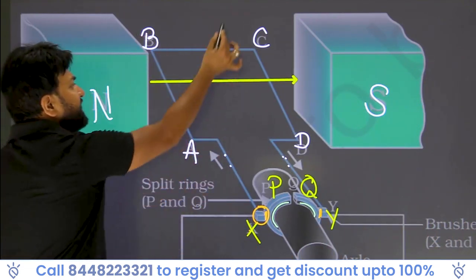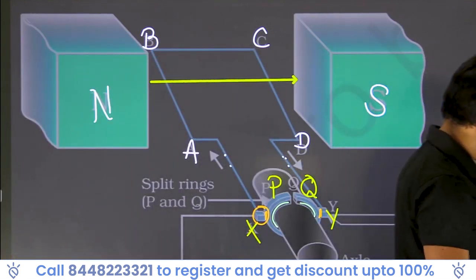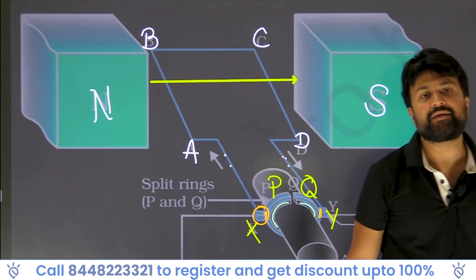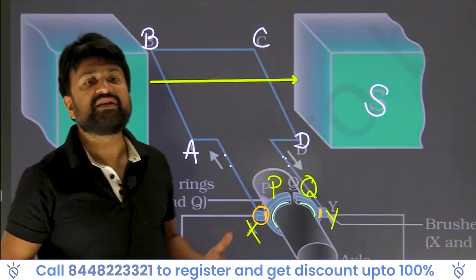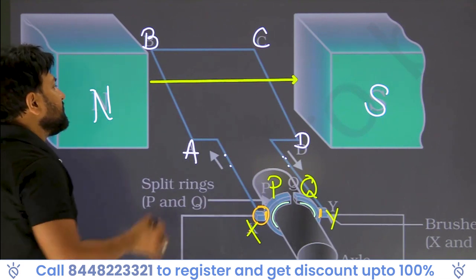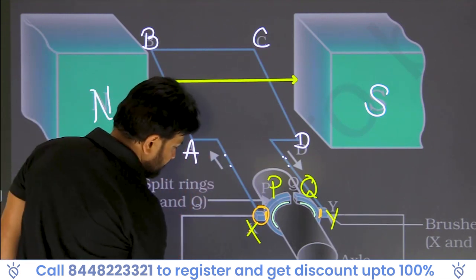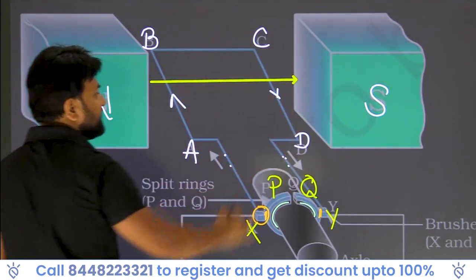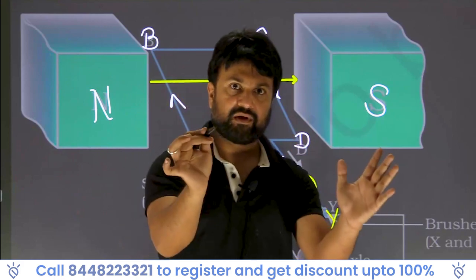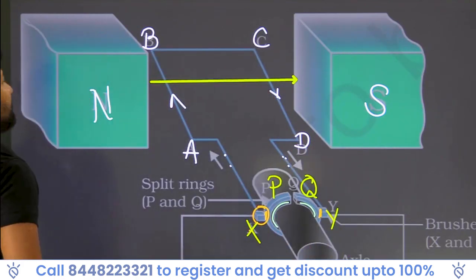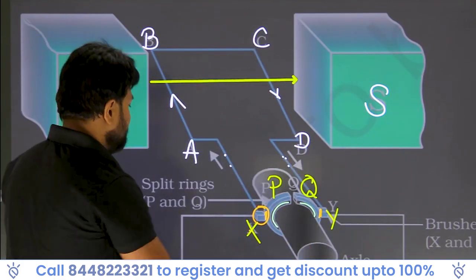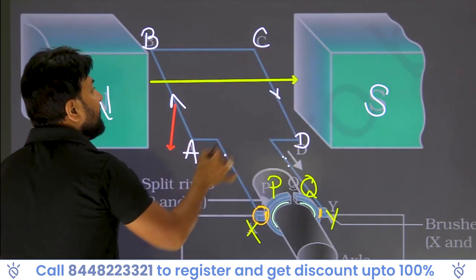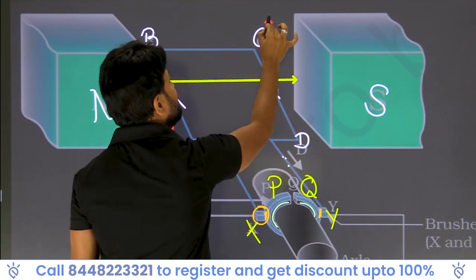Here AB and CD will experience the force, right? How are AB and CD going to experience the force? Basically, here the current is flowing. Let me draw. The current is flowing in AB in this direction, and in CD in this direction, when you close the key. Now, according to Fleming's left-hand rule, the force on AB will act in the downward direction and the force on CD will act in the upward direction.